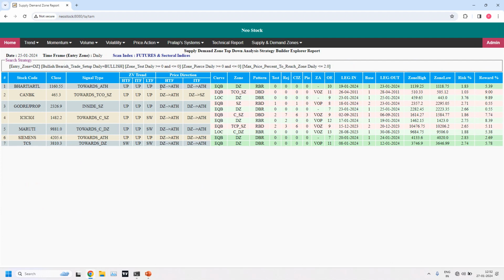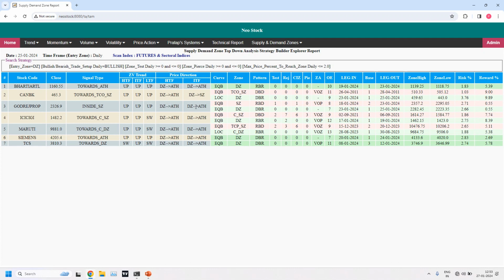But here you see demand zone to HTF price direction, demand zone to all-time high, and ITF also demand zone to all-time high. But for the next stock, demand zone to all-time high is the HTF price direction, but in the ITF time frame a supply zone is there. So it's moving from demand zone to supply zone. So demand zone to all-time high, demand zone to all-time high. Especially the second column will give the confirmation.